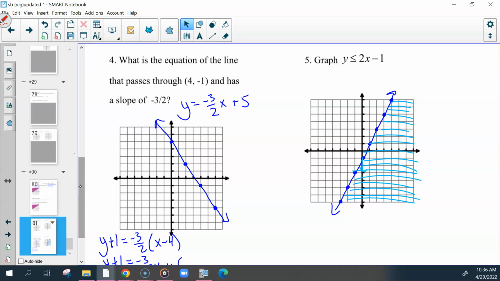And number 5, we have to graph our inequality. So start at our y-intercept, negative 1. Go up 2 to the right 1 as many times as possible. Down 2 to the left 1 as many times as possible. This will be a solid line because it's equal to. And this is less than, so it'll be shaded below your y-intercept, so everything is right here. Questions on either of those two?